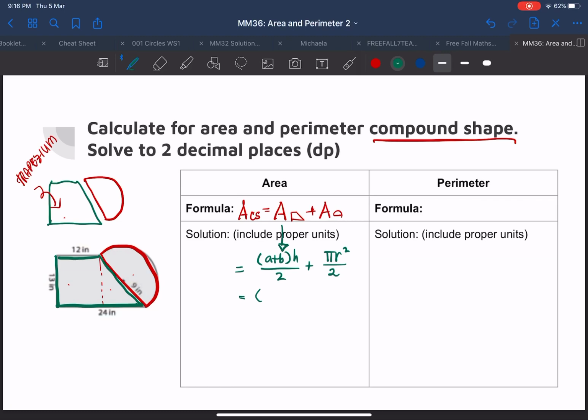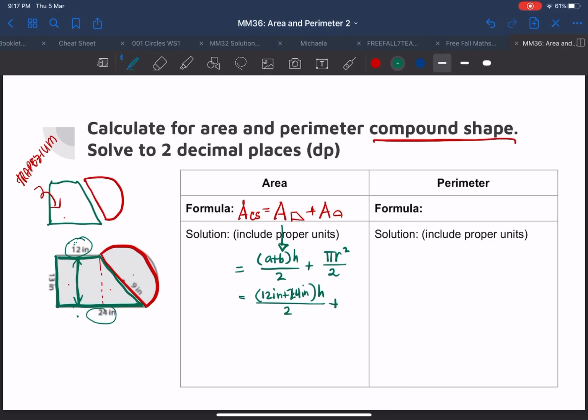In a trapezium, A is the top and B is the bottom. Remember what I told you before? This is the height, where the height points are the two bases. So this is one base, this is another base. So that's A, which is 12 inches, plus B, which is 24 inches, times height over 2. Please do not forget to divide by 2. That's one of the biggest ways you make a mistake.